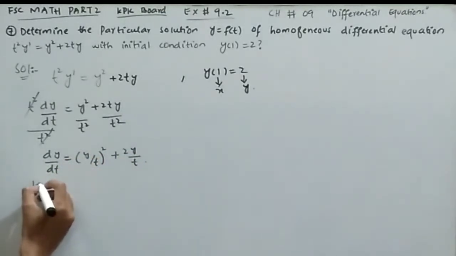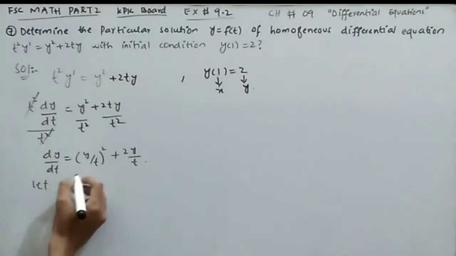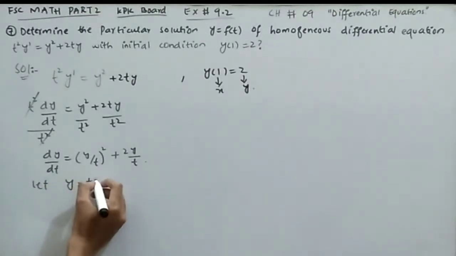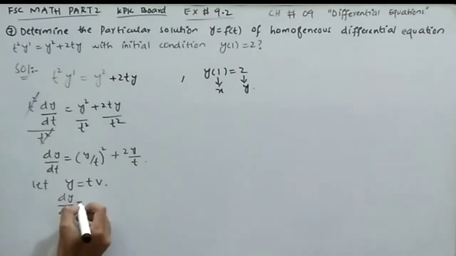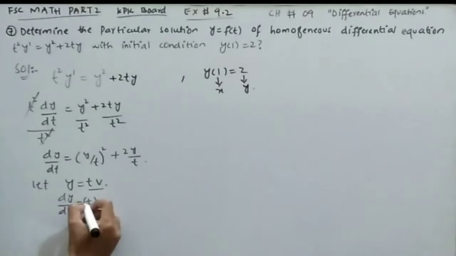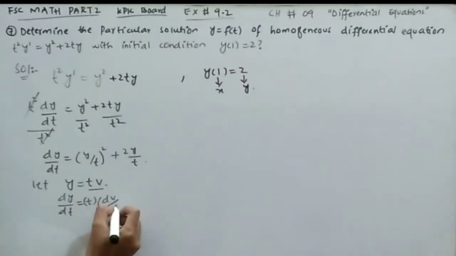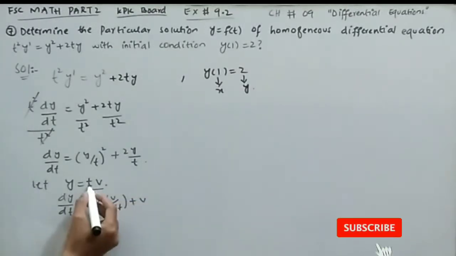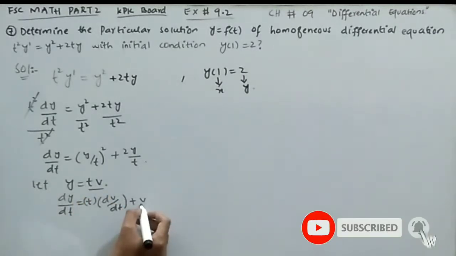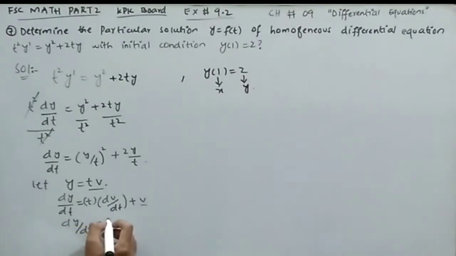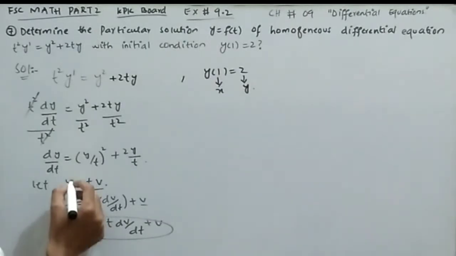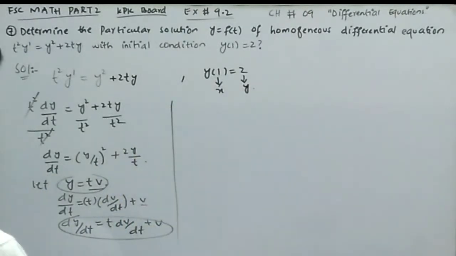Now from over here, let's suppose y by t is equal to v, or y is equal to tv. So taking the derivative with respect to t, dy by dt will be, using product rule, first function times derivative of the second function with respect to t, which is dv by dt, plus second function v times derivative of the first function with respect to t, which is 1, so we are just left with v. So the required dy by dt is equal to t into dv by dt plus v. Putting this value in this differential equation to reduce it into another differential equation.